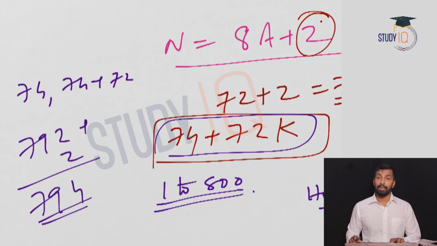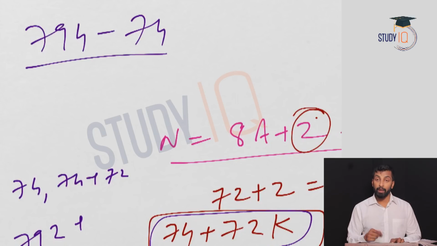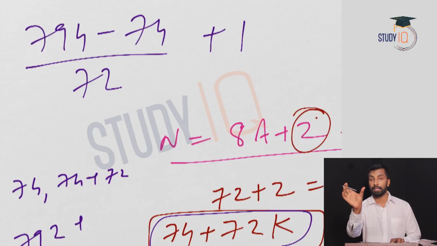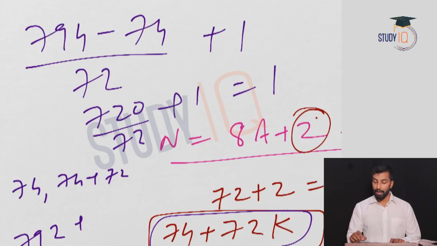So I know the last number, that is 794, right? 794 minus the first number, 74, divided by the common difference, 72, plus 1 will give you the total number of terms within the range of 1 to 800, right? So this becomes 720 by 72 plus 1, that is 11.